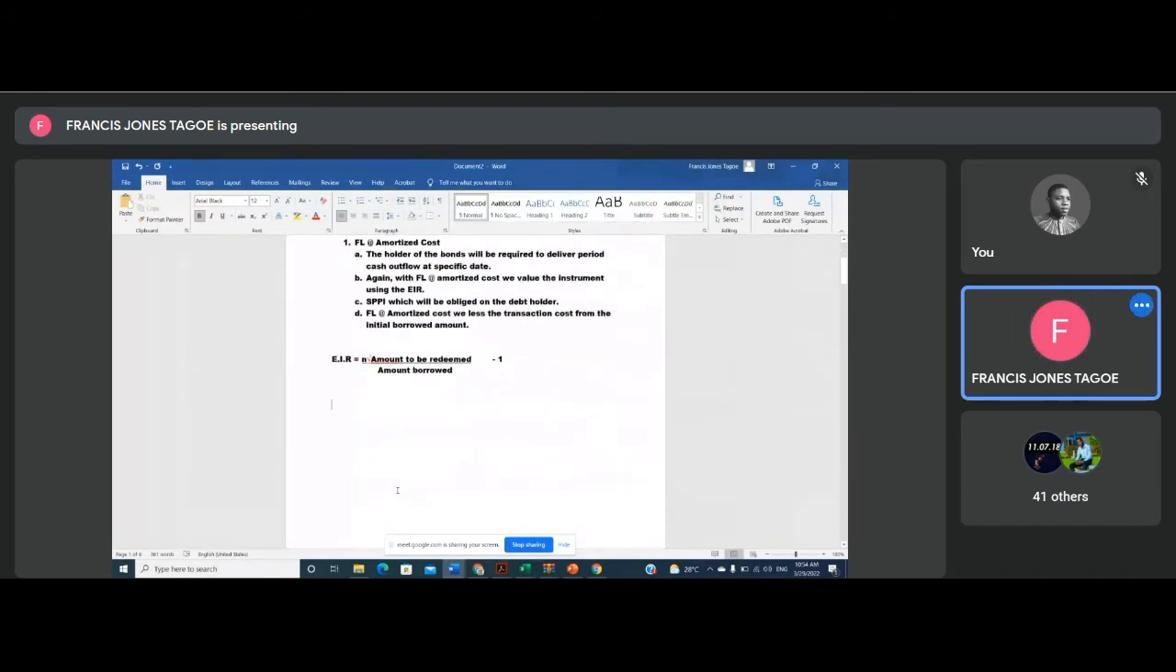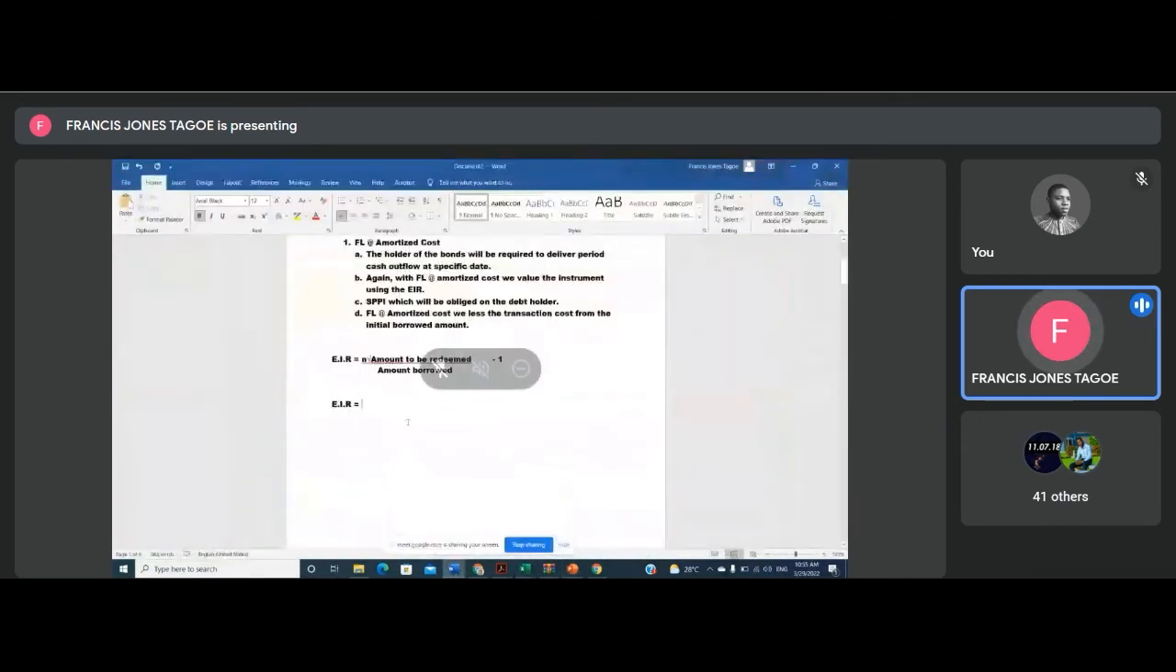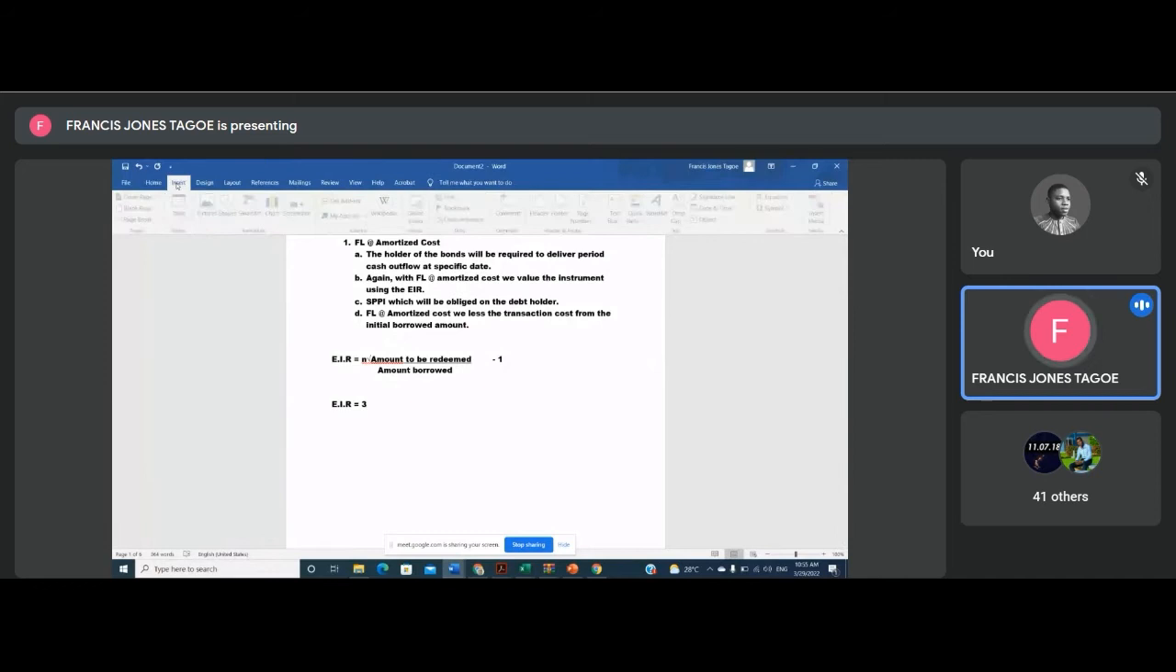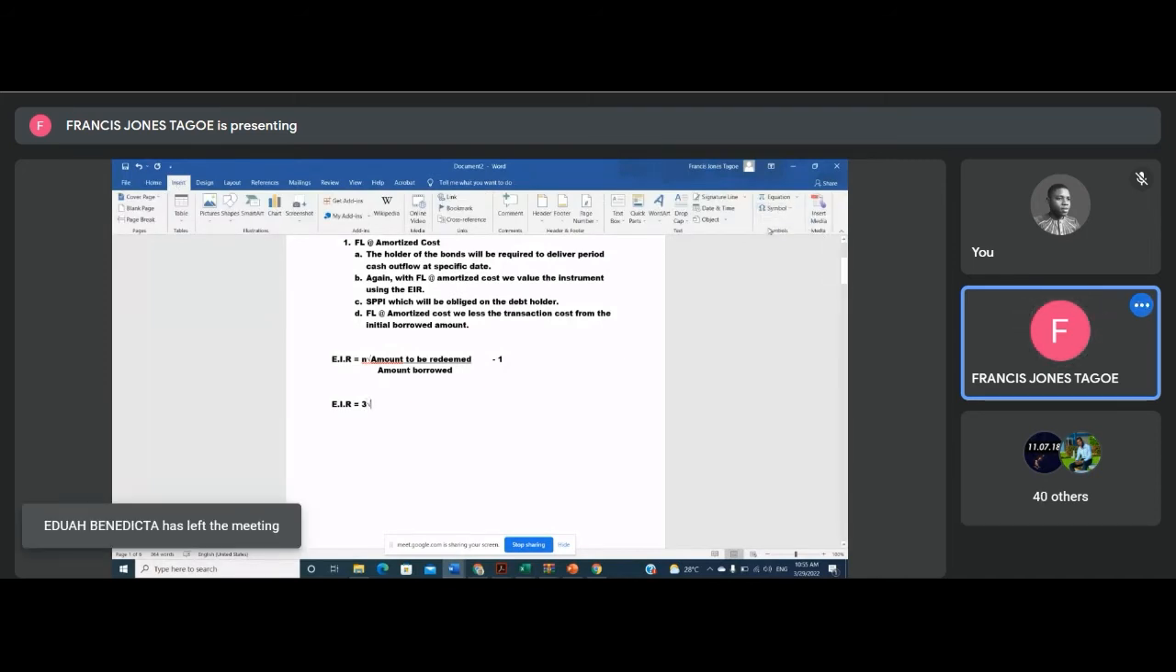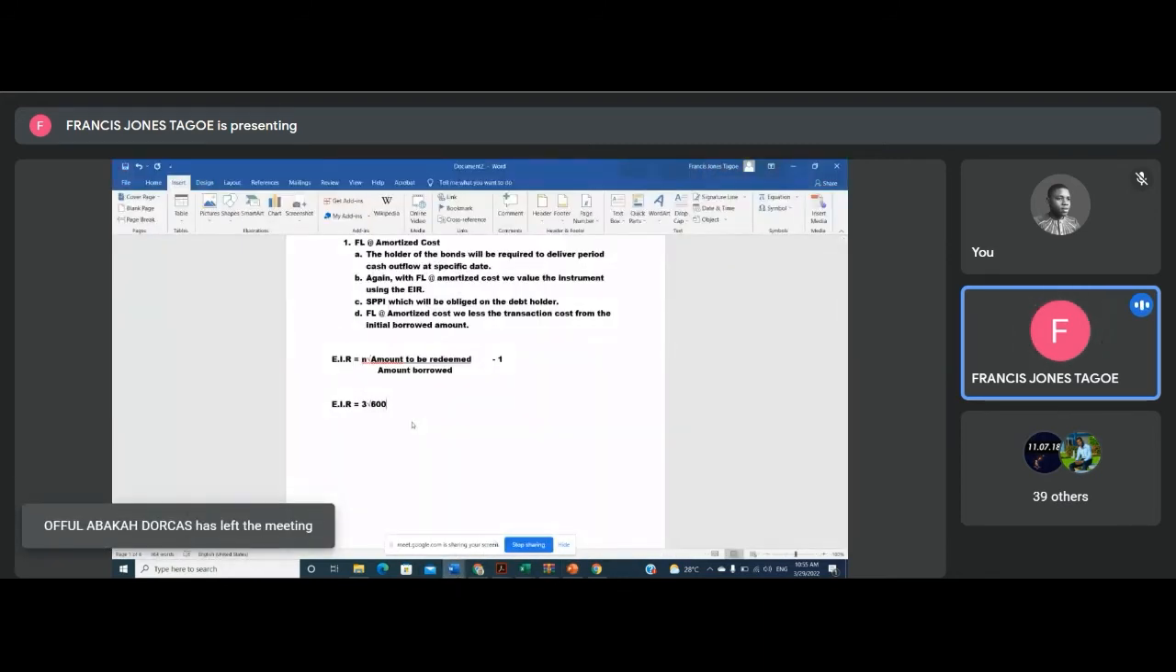So from this question, let's try to work out the effective interest rate. How many years is this instrument traveling for? From January 2008 to December 2010, that's 3 years. So cube root. What is the amount to be redeemed? 600,000 over 476,300 borrowed.